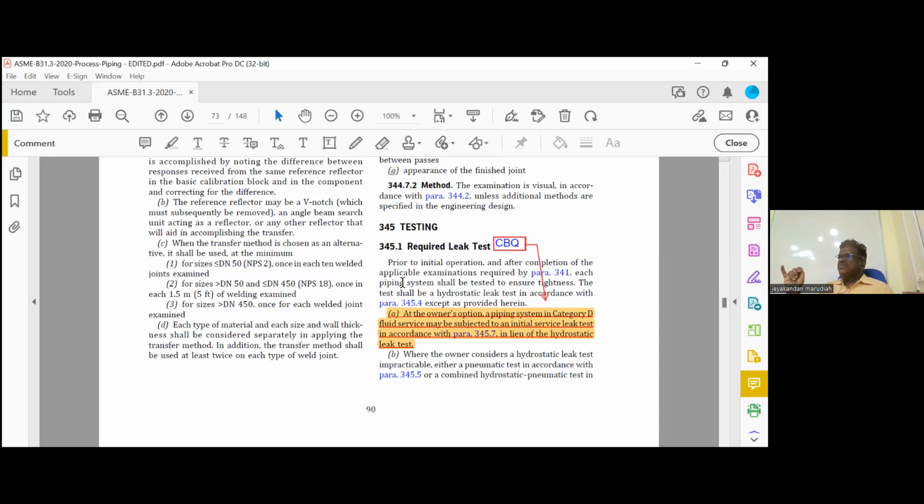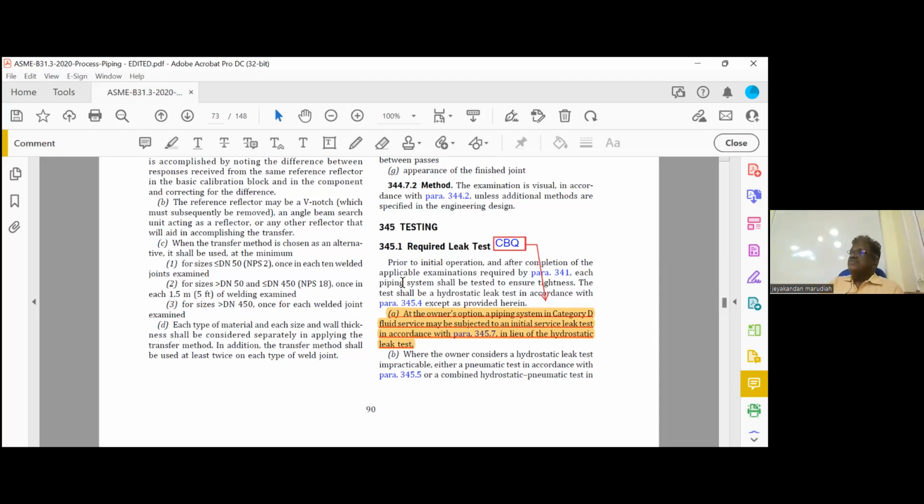Then what is the test pressure? There is no formula. It is operating pressure. Only operating pressure. They will pressurize, hold for 10 minutes. If there is no leakage, the test is acceptable. That's all for in-service. Now coming to the hydro test.